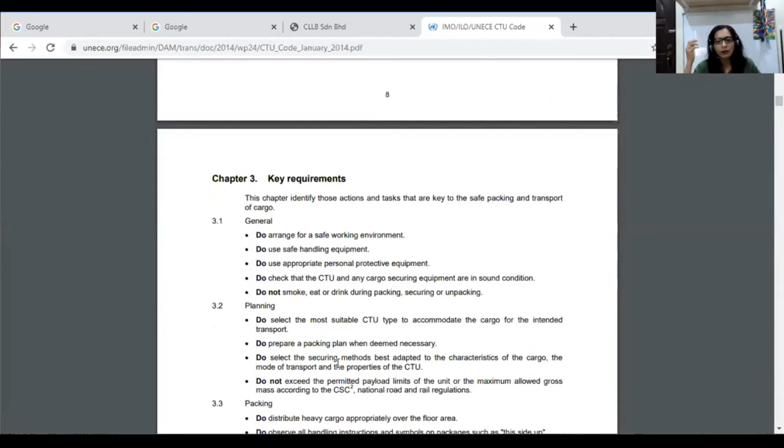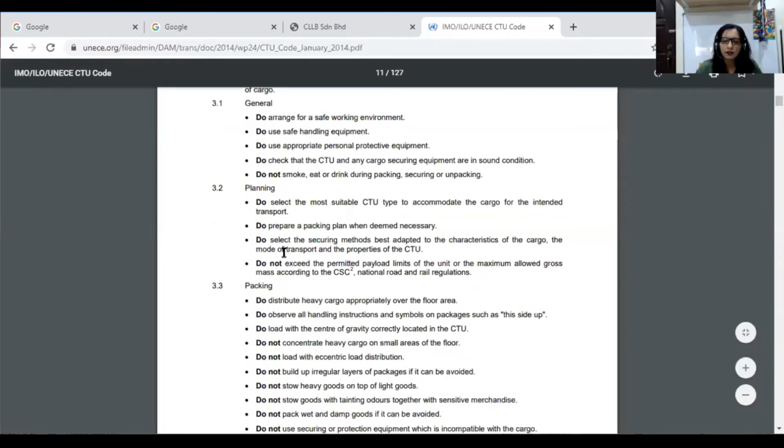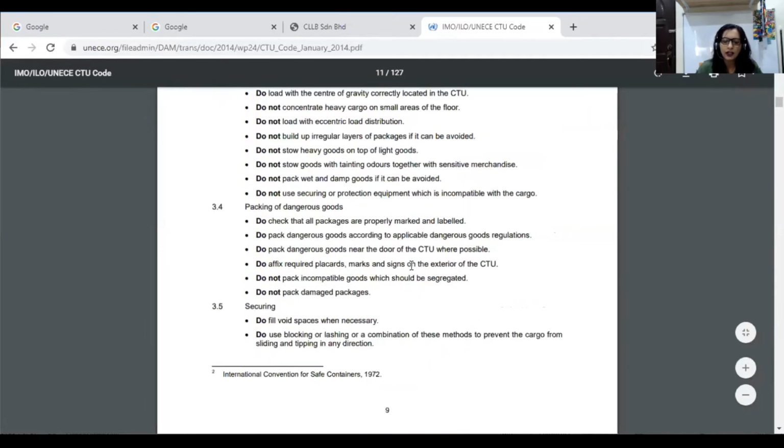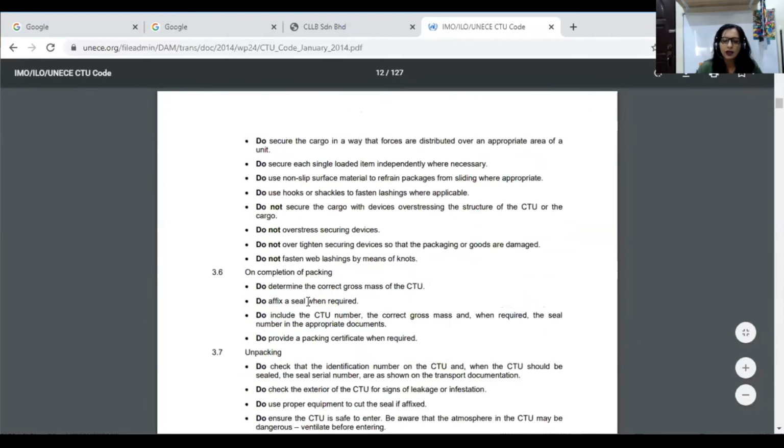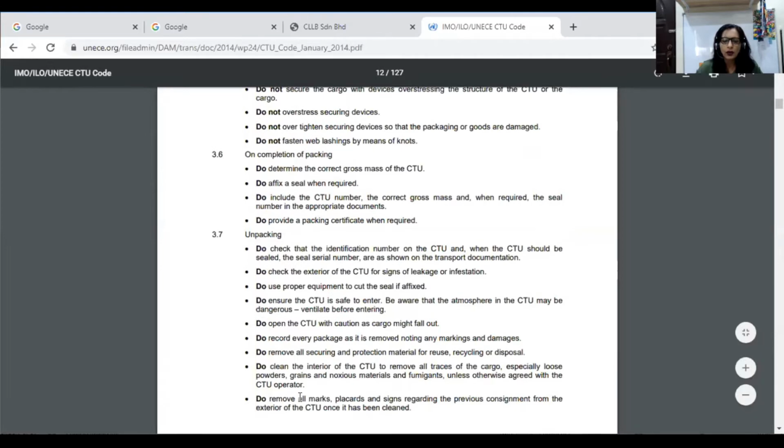And then after that, it starts describing the various players that are in the international transport chain. So it gives you a list of key requirements. This chapter identifies those actions and tasks that are key to the safe packing and transport of cargo. So it starts with general. In general, they tell you do arrange for a safe working environment, do use safe handling equipment. So they cover general planning, packing of DG specifically, securing, and then upon completion of packing, what do you do? And then when you are unpacking.